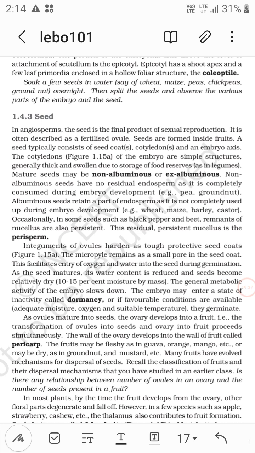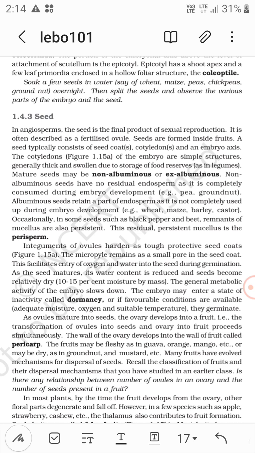So mature seeds may be non-albuminous or albuminous. Non-albuminous seeds have no residual endosperm as it is completely consumed during embryo development, like groundnut and pea. Albuminous seeds retain a part of the endosperm as it is not completely used up during embryo development. Example: wheat, maize, barley, and castor.